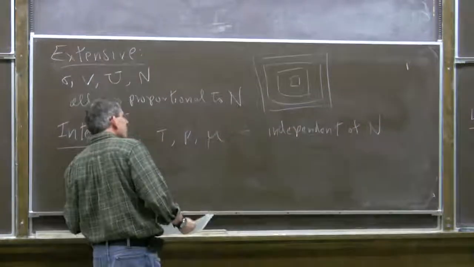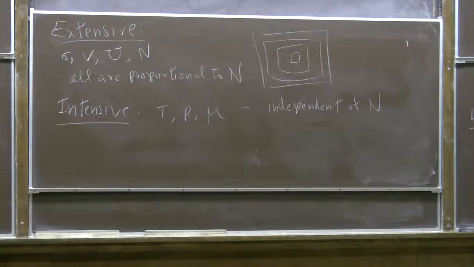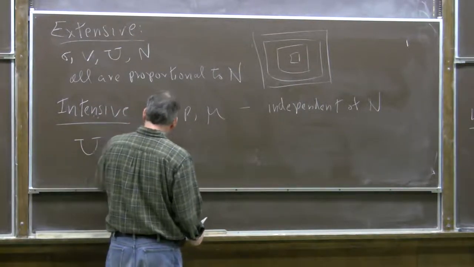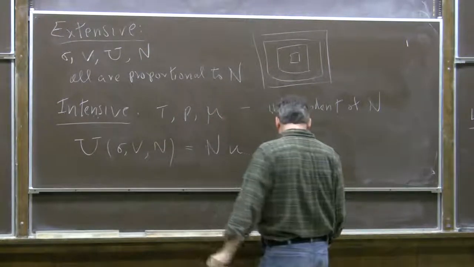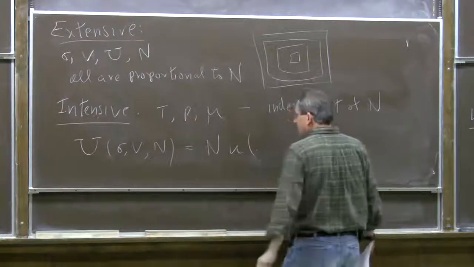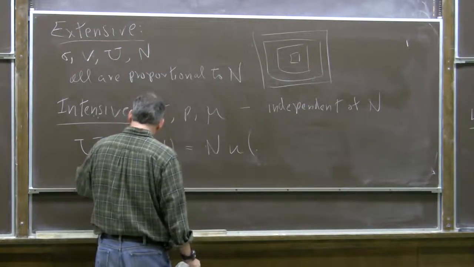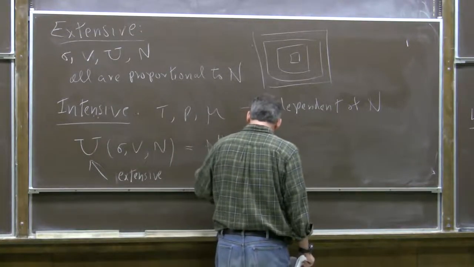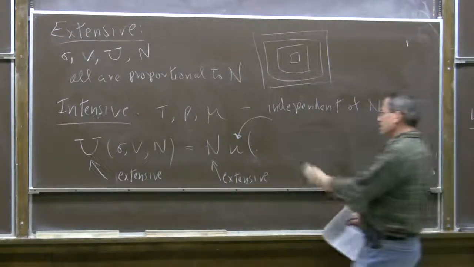Now I can always get an intensive quantity from an extensive one by dividing by another extensive quantity, like, say, the number of particles. So in other words, I can say that U, the internal energy, which is a function of sigma, V, and n, I can write that as number of particles n times little u, the internal energy per particle. So if U is extensive, as it is, and so is n, then little u, the energy per particle, is intensive.